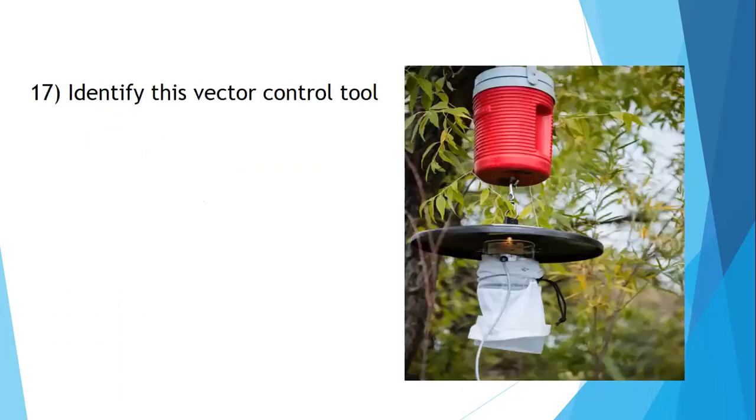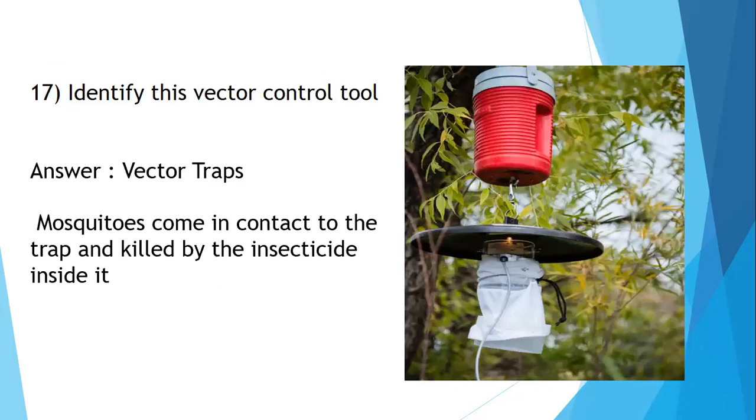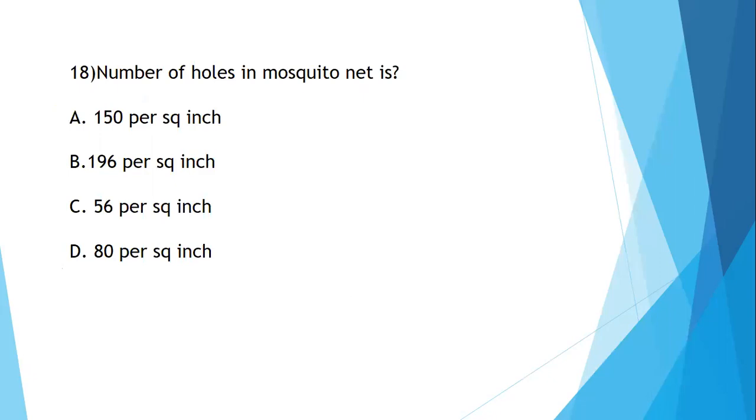Identify this vector control tool. It's a vector trap. Mosquitoes come in contact with this trap and are killed by the insecticide inside it. Number of holes in mosquito net is 150 per square inch. Answer is A.